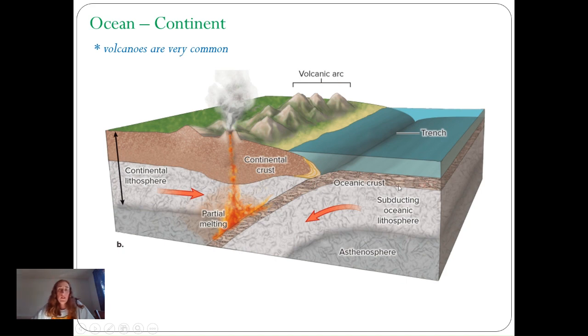The mechanism is the same here. We have a trench, we have a subduction zone, we have one plate going underneath the other, and as it gets pushed deeper down into the mantle, it starts to melt, and that melt produces magma, liquid rock that rises up and produces volcanoes on the edge of a continent.